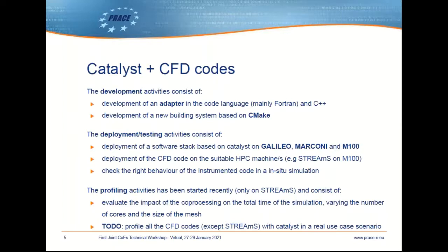VTK is also developed by Kitware. CMake is the build system used by VTK, so we use CMake also to update the build system of all the simulation codes. And then the activity will continue to develop, to install all these codes and Catalyst on our machines.